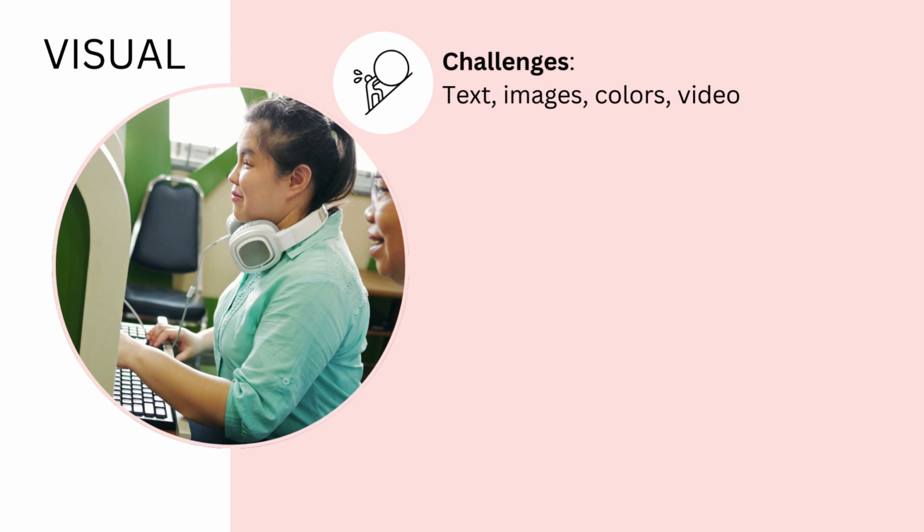Let's get started. A person with visual disabilities has several challenges. Written text or images on presentations may be difficult or impossible to visualize. Differences in color perception may make graphs or charts confusing. Videos might be hard or impossible to see.